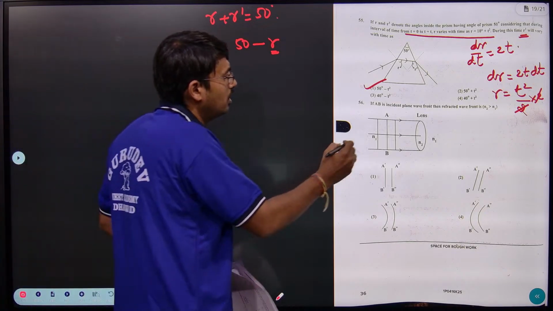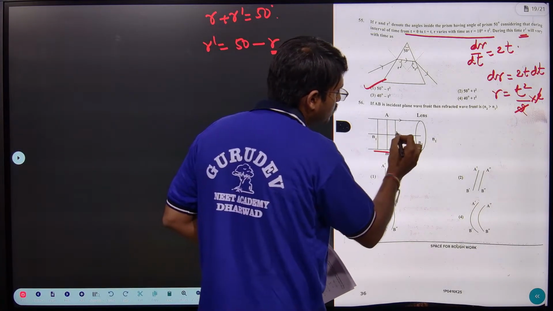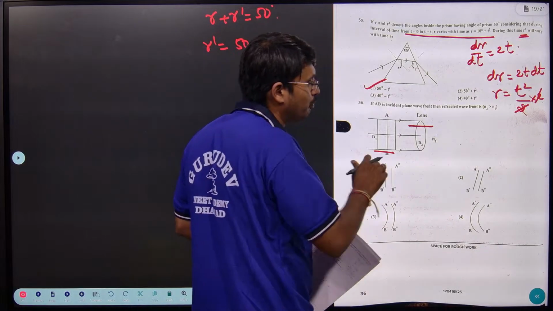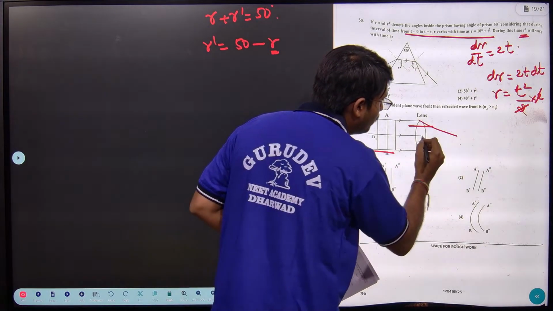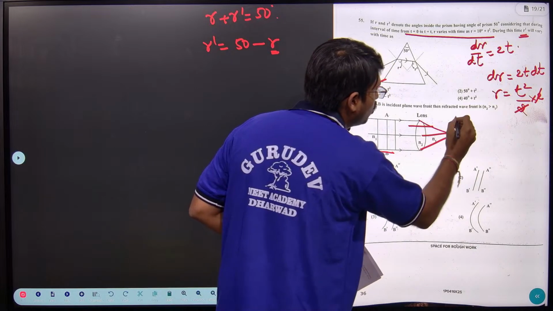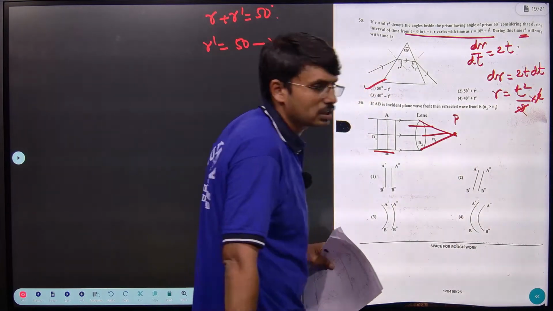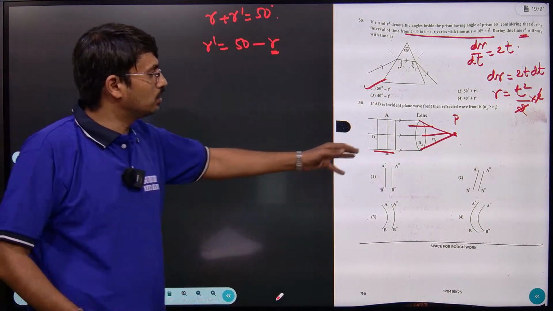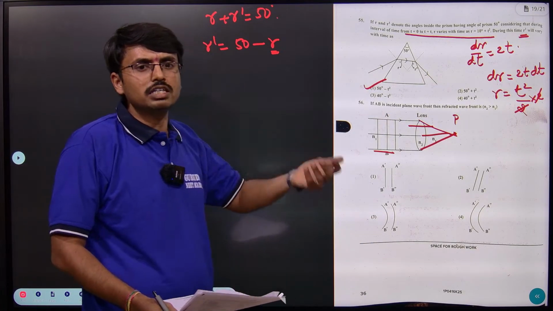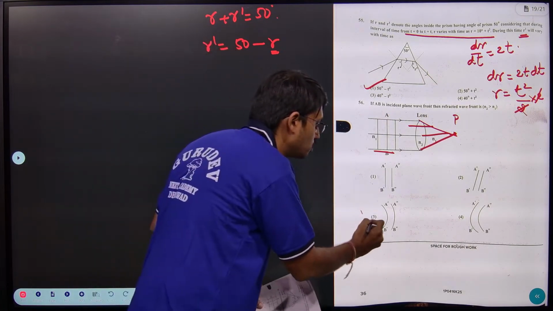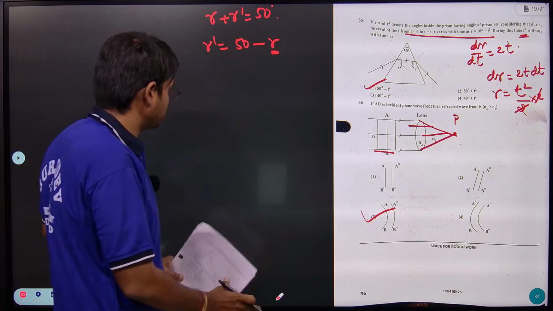So we have a plane wavefront that is passing through the lens. Because it is a parallel beam, whenever we have a parallel beam, it will be converging at the principal focus. If that is the case, how does the wavefront look like? The wavefront looks like a converging spherical wavefront. So therefore option 3 is the right answer.